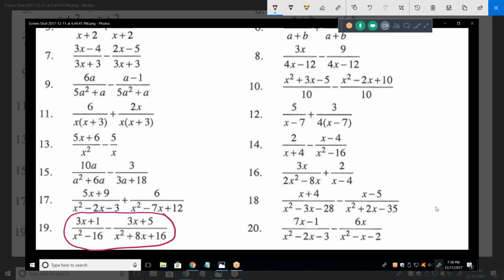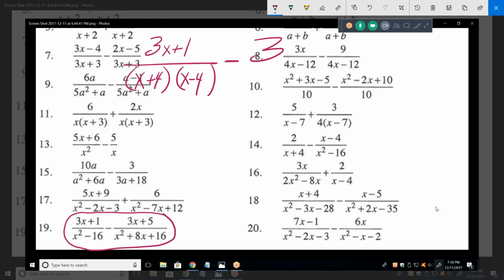So, top left can't factor. How about the bottom left? Oh, difference of two squares. So then it's x plus 4 times x minus 4. We're subtracting. The top right can't factor, but does need parentheses around it because of that negative sign. Factor the bottom. X and x, and then it's plus and plus, and then it's 4 and 4.